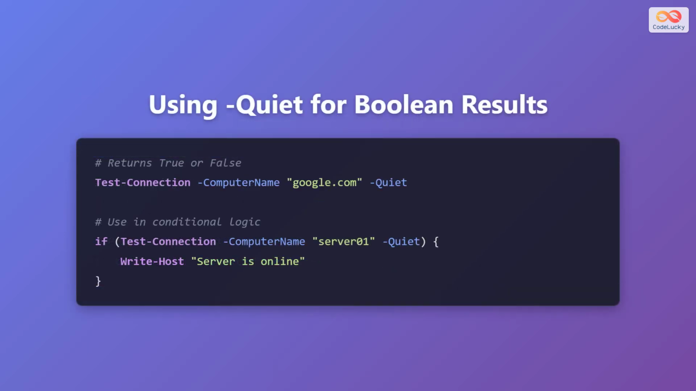The -Quiet parameter is incredibly useful when you need simple true or false results. Running Test-Connection -ComputerName google.com -Quiet returns either true if the host is reachable or false if it's not. This is perfect for conditional logic in your scripts. For example, you can write: if (Test-Connection -ComputerName server01 -Quiet) { Write-Host "Server is online" }. This creates clean, readable code that checks connectivity and takes action based on the result, making it ideal for monitoring scripts and automated health checks.